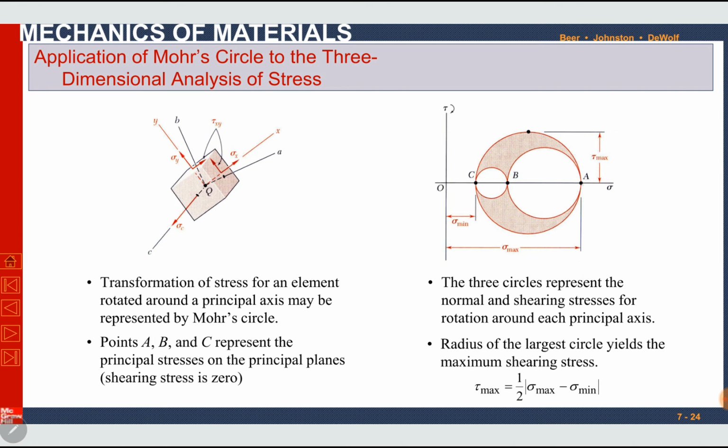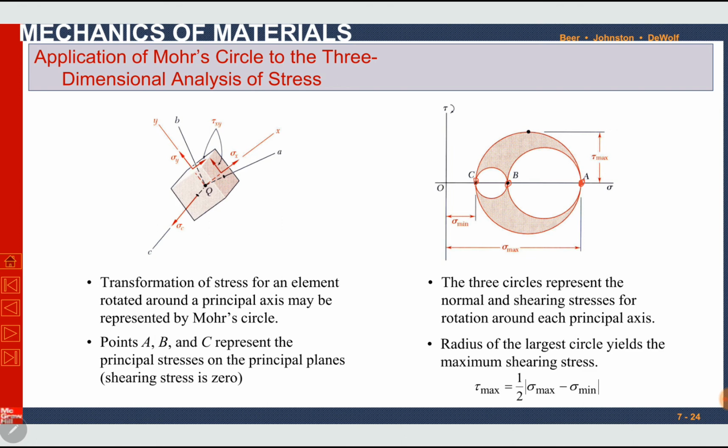So for 3 principal stresses, sigma A, sigma B and sigma C, you can draw 3 circles in such a way that each circle is tangent to the other circle. These 2 circles are tangent at point A, here at point B and here at point C. At point A, we have sigma maximum. At point C, we have sigma minimum. And sigma B is between sigma maximum and sigma minimum. We have 3 principal stresses. Tau maximum is always the radius of the outer circle.